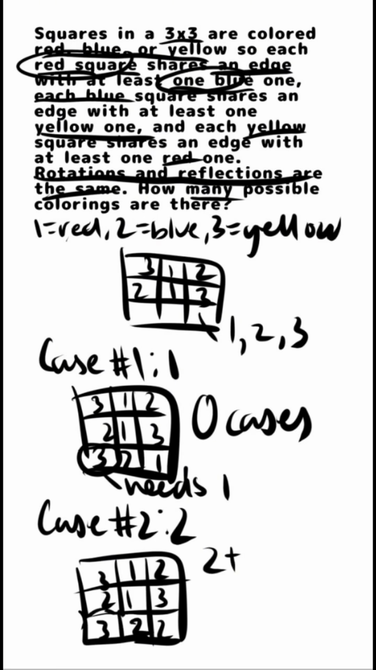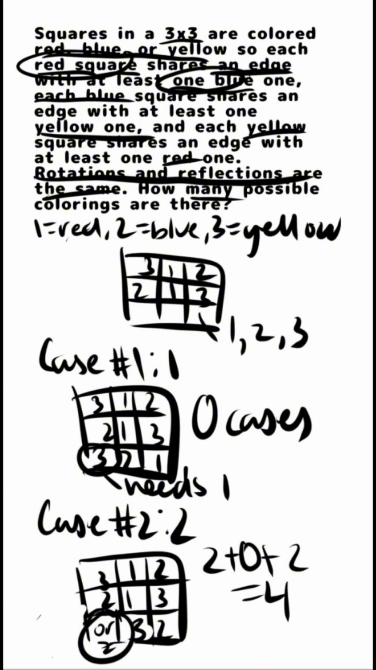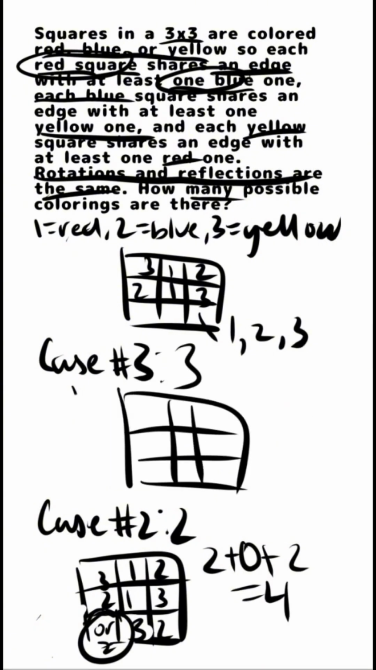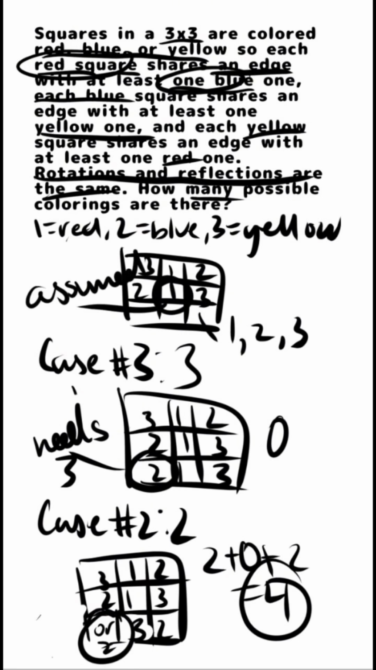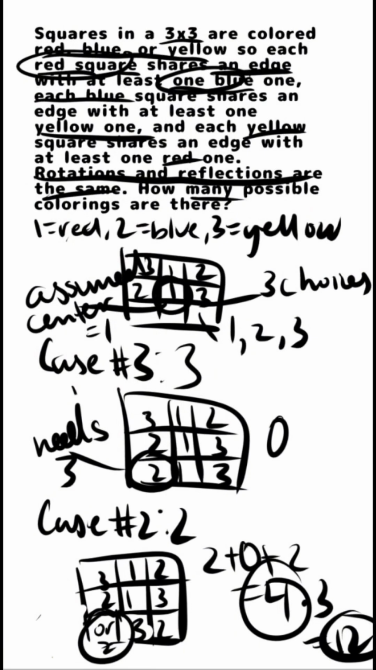If the middle bottom is 2, that's not possible, because the square after has to be 3, but there's no 1. But the middle bottom can be 3, and the left corner would be 1 or 2, so that's 2 more cases. Case 3 is if the right corner is 3, then the middle bottom is 1, and then the left corner must be 2, but there's no 3 nearby, so that's 0 cases. So in total we have 4 cases, but remember we assume without the loss of generality that the center is 1. But it can actually be any number, so there are 3 cases for the center, meaning our answer is 4 times 3 or 12.